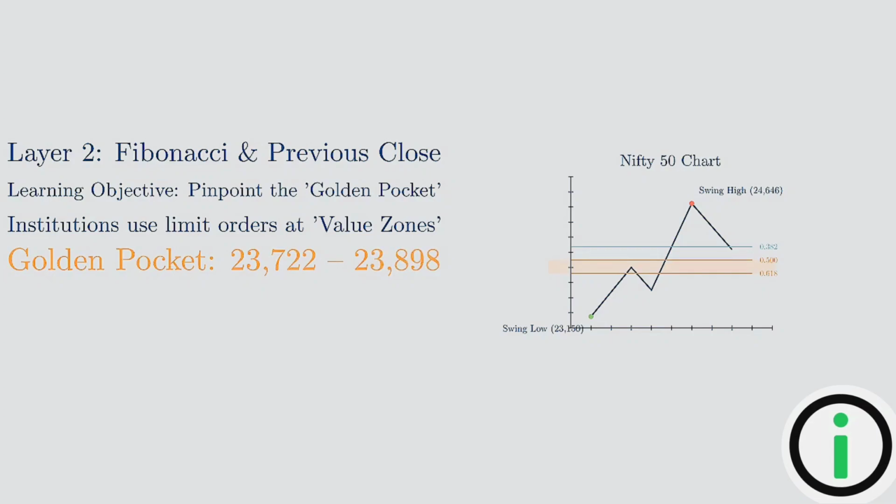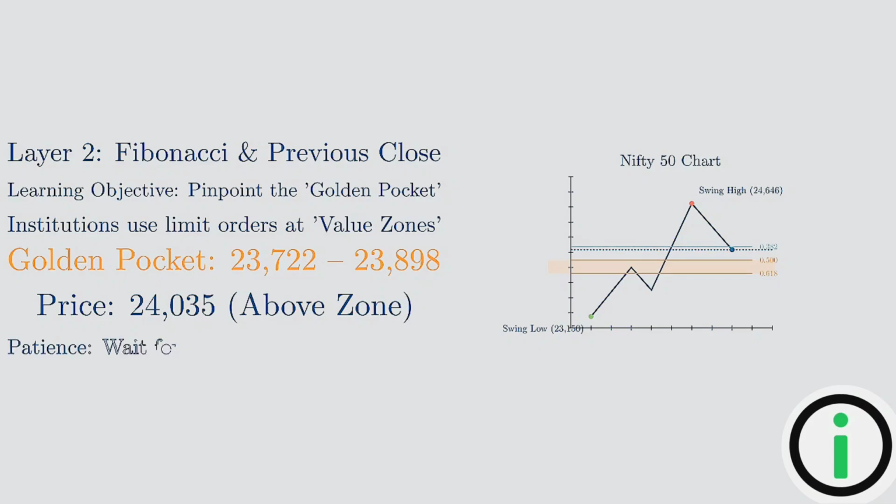For Nifty 50, this zone sits between 23,722 and 23,898. Notice where the current price of 24,035 is. It is currently above the golden pocket. This means the zone has not been tested yet. In professional trading, patience is key. We don't jump in now. We wait for the price to fall into this specific box. We have now met our second objective, pinpointing the high probability value zone.